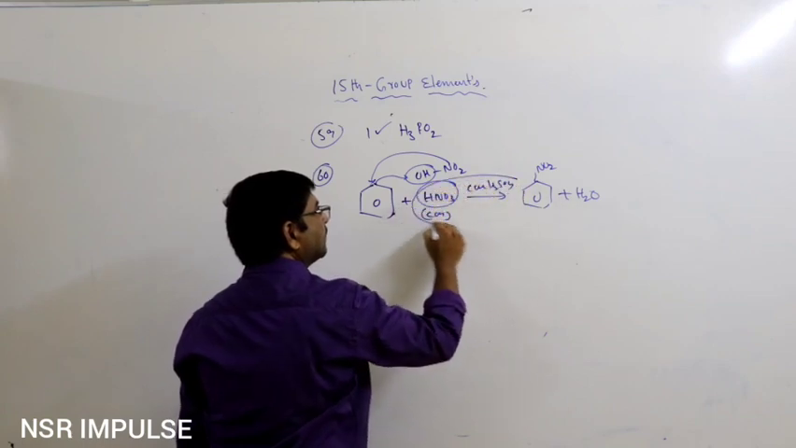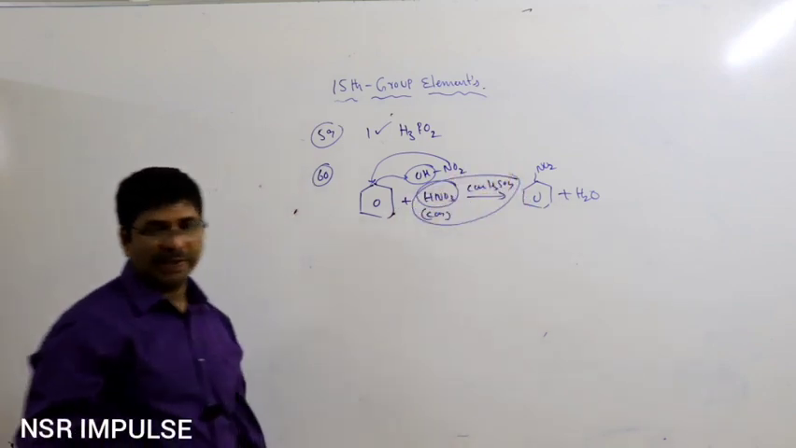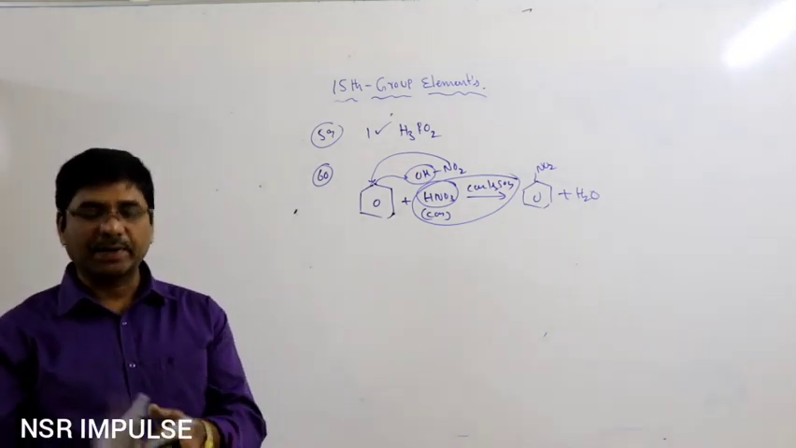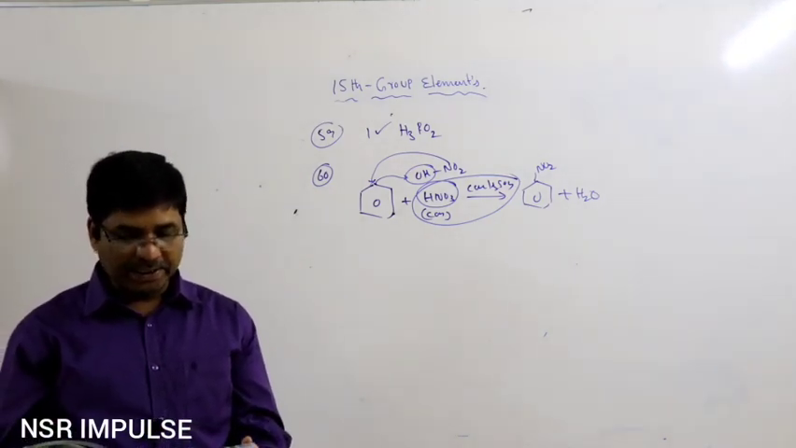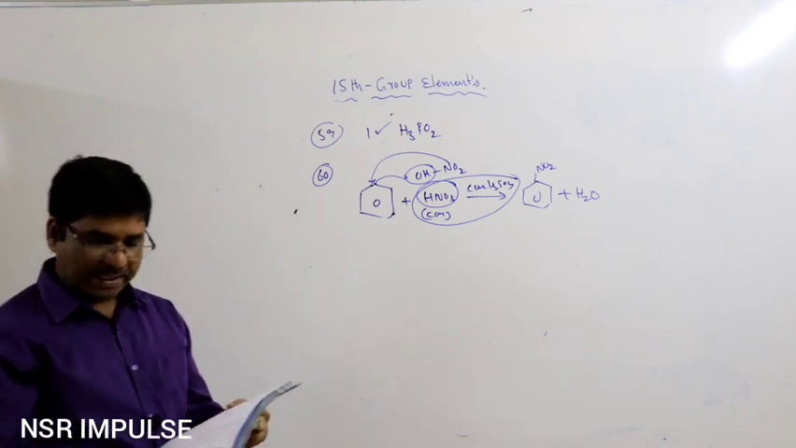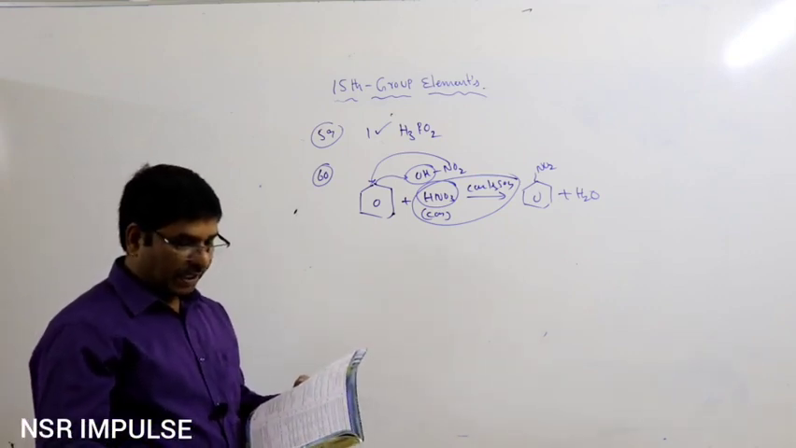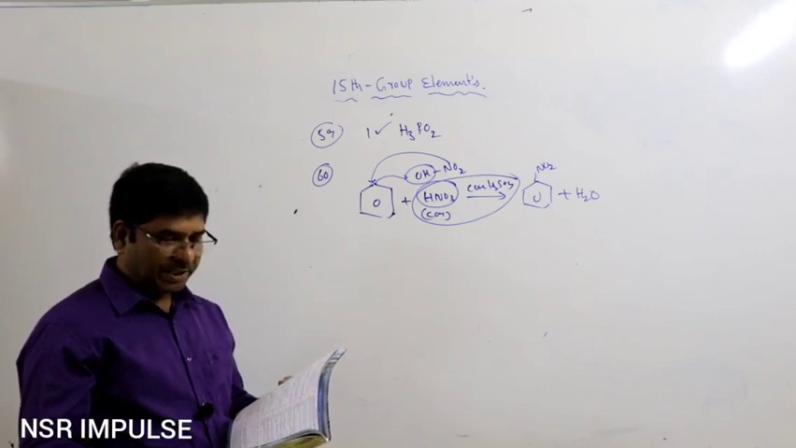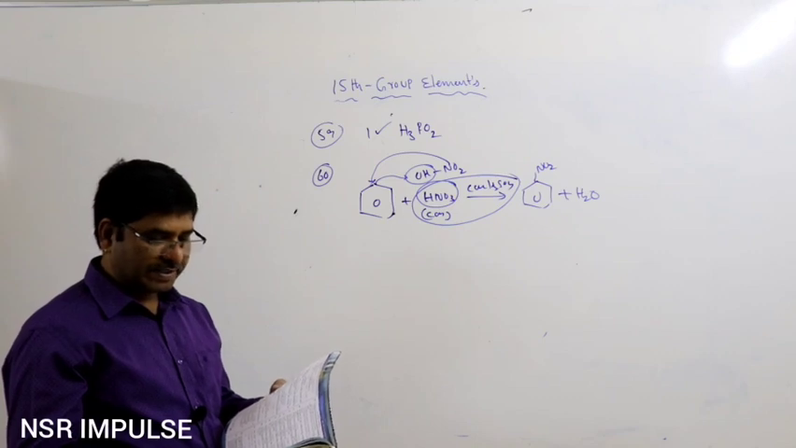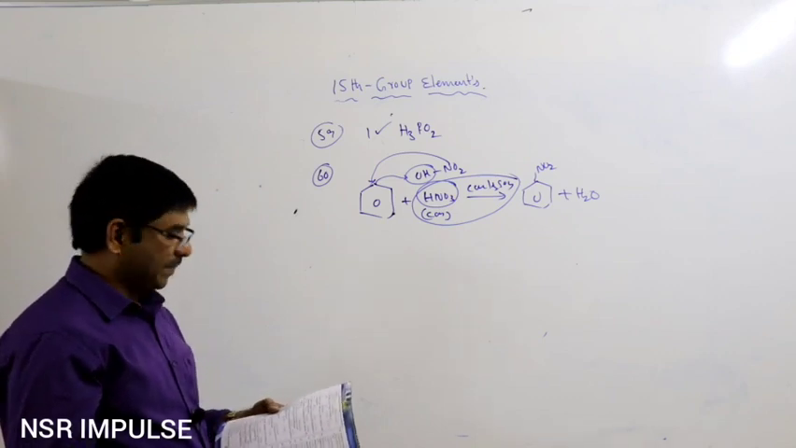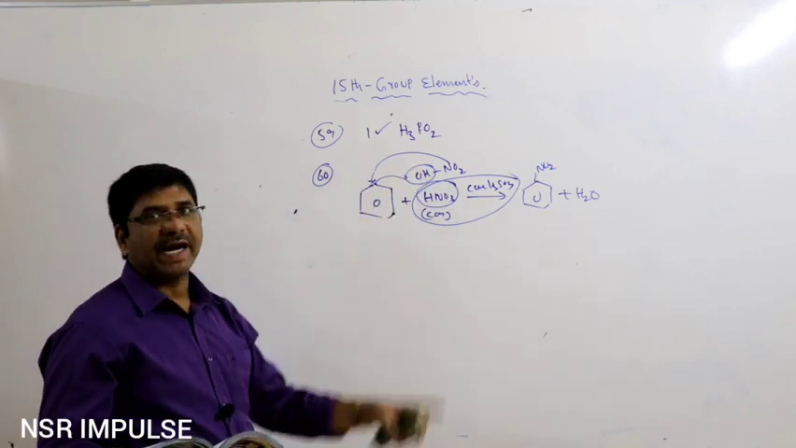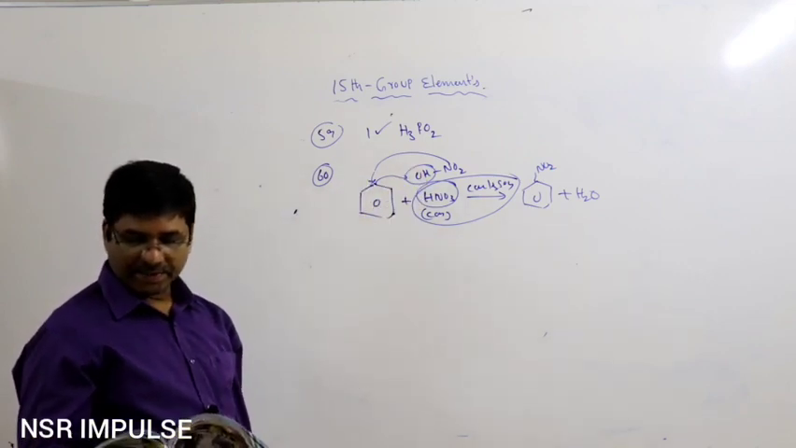In that condition, this is called the nitration mixture. Nitration mixture means concentrated HNO3 and concentrated H2SO4. Here the question is: the mixture of concentrated HNO3 and H2SO4 is called the nitration mixture. In first year organic chemistry, we call this the nitration reaction.